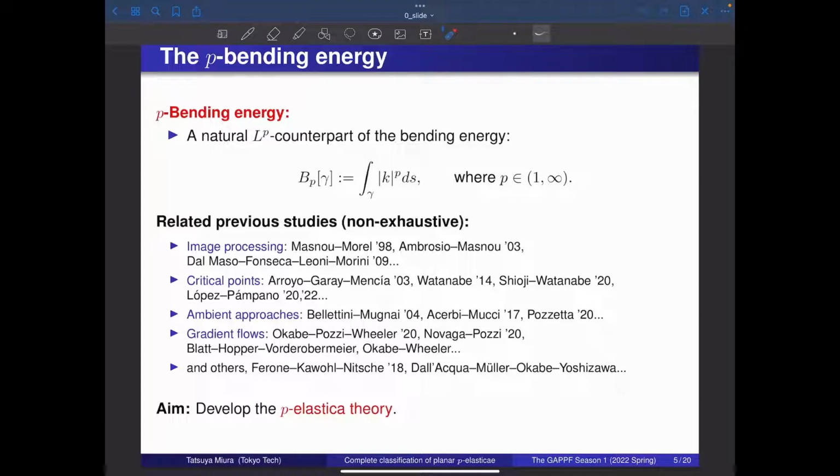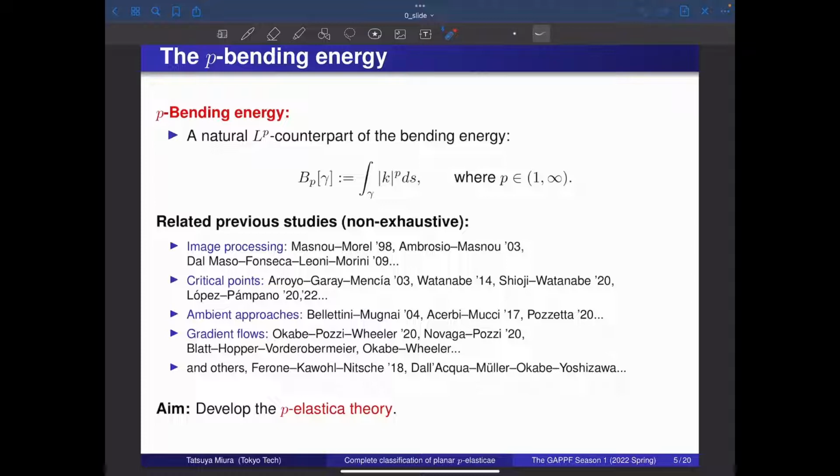Okay, now we turn to our main object, p-elastica. To this end, we need to introduce the p-bending energy first, which is a natural L^p counterpart of the classical bending energy. Recall that the bending energy was defined as the L^2 norm of the curvature function. And the p-bending energy is defined by simply replacing the exponent 2 with a general power p between 1 and infinity. So this is quite a natural definition.